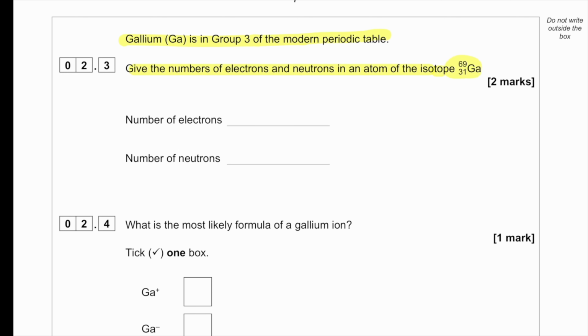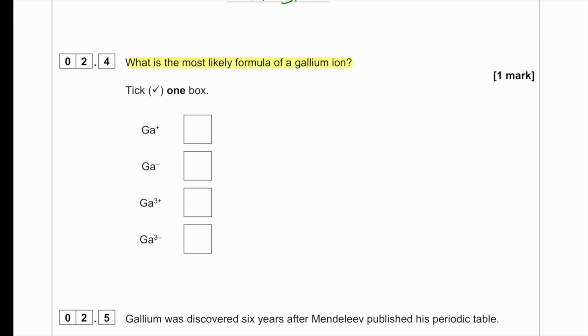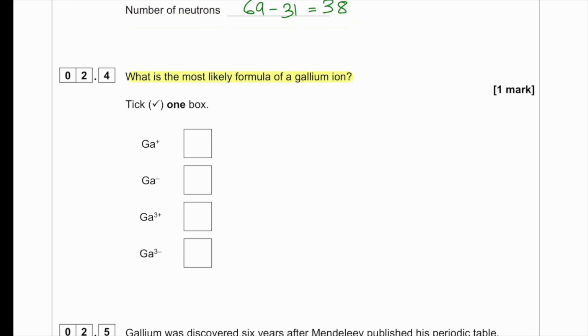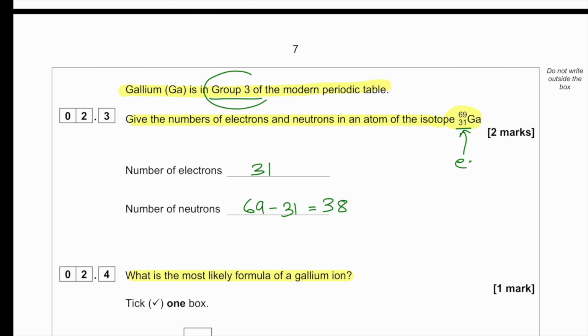So the number of electrons will be equal to the number of protons. So this will also be the number of electrons. So 31. And the number of neutrons will be 69 minus 31, 38. What is the most likely formula of gallium ion? Because gallium belongs to group 3 of the periodic table, so it should be Ga3+.